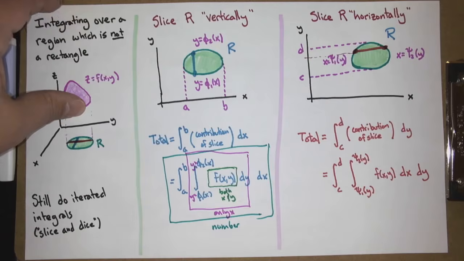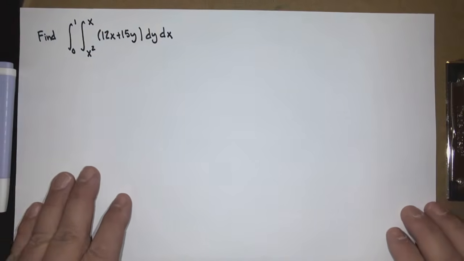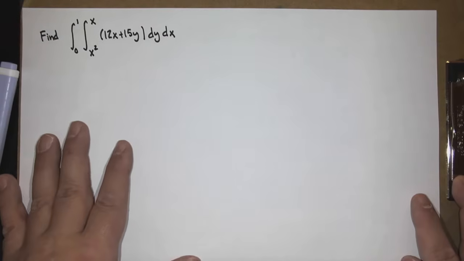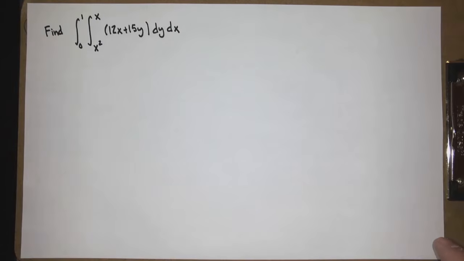All right, so let's just do one. We won't worry about how to set it up right now. That's coming in a minute. Let's just do an integral. Find the integral from 0 to 1, integral x squared to x, of 12x plus 15y. Now, which way should we integrate with respect to? We come to the conclusion these both look fine.